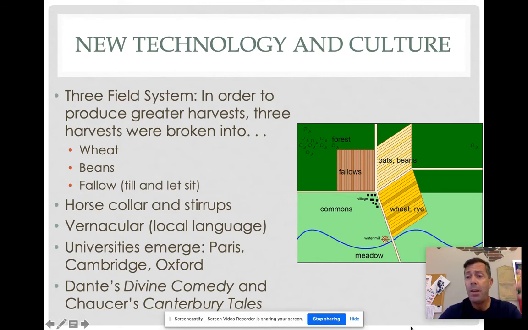Universities were slowly being formed, usually starting off as monasteries. People were speaking their local language, horse collar and stirrups. But the other thing I want to bring up is the three-field system.